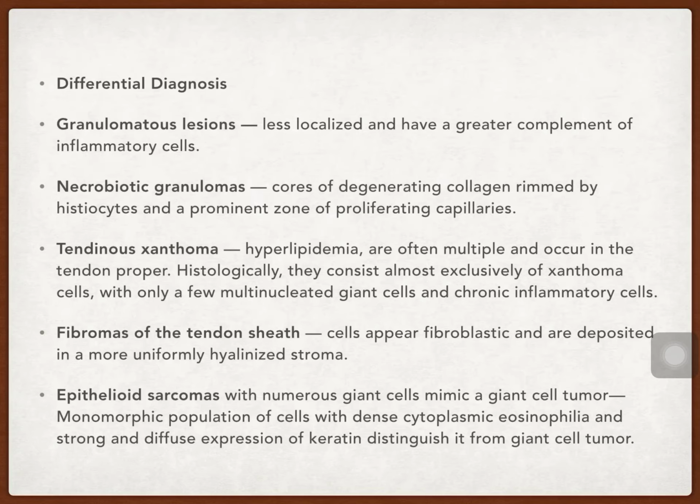These tumors, giant cell tumor of tendon sheath, occur as two forms, that is the localized form and the diffuse type. Till now, whatever was discussed is the localized form. The diffuse form is also called pigmented villonodular synovitis, which is the extra-articular counterpart of pigmented villonodular synovitis, which has an intra-articular process.